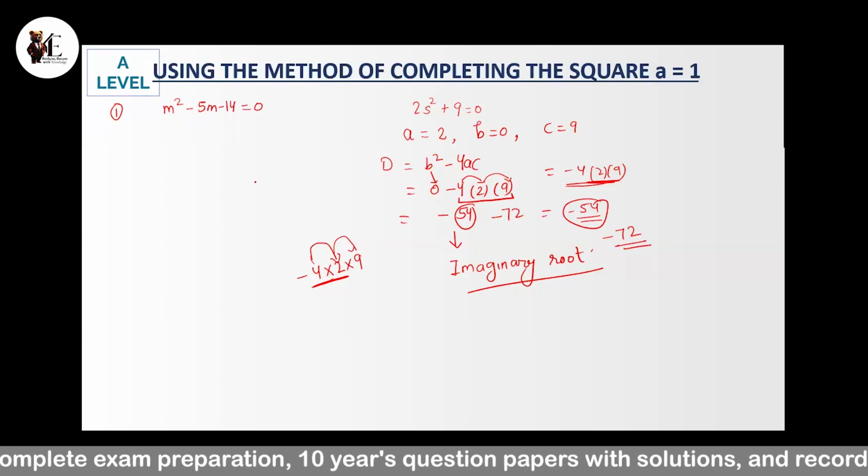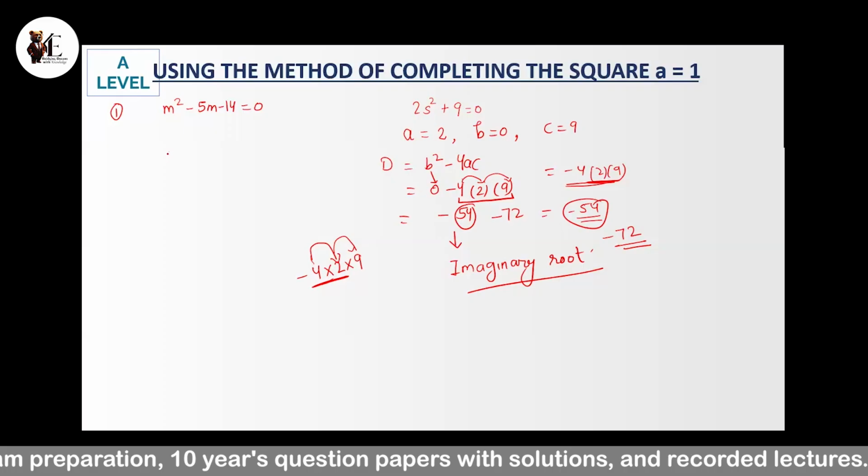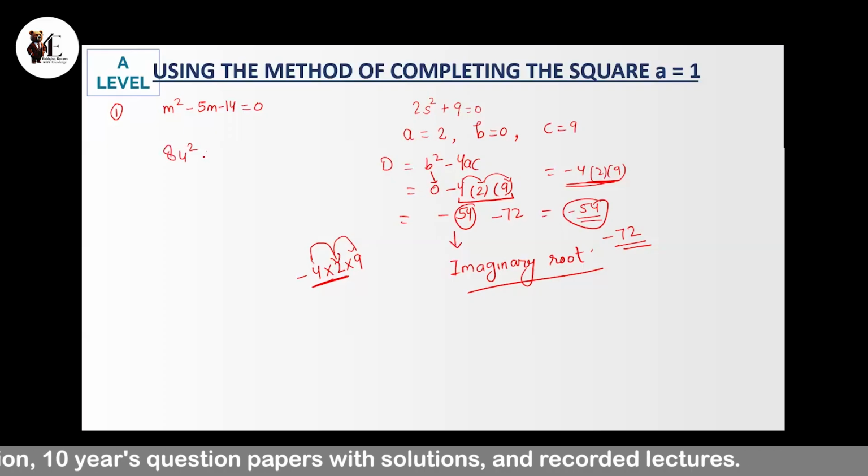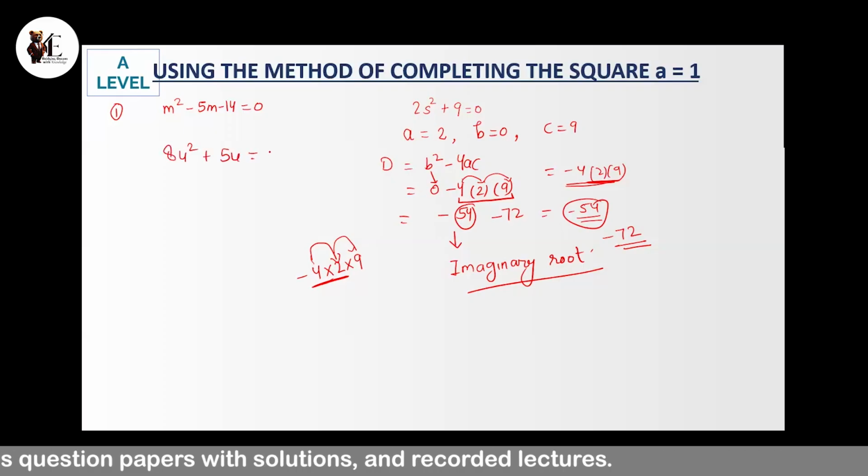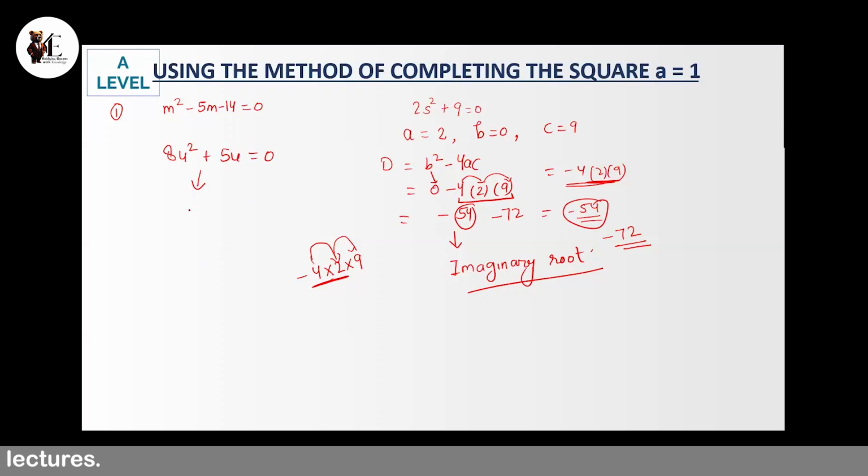Okay, so the fifth question was 8u square plus 5u equals 0, in which you have to find the nature of the roots. So what's your answer for this one? I got negative 106, which is imaginary.